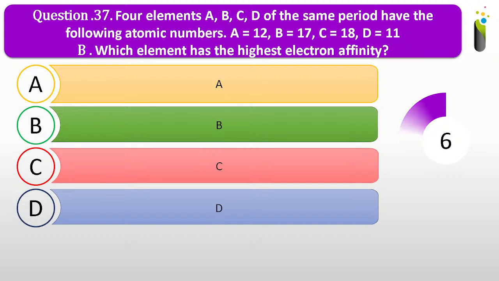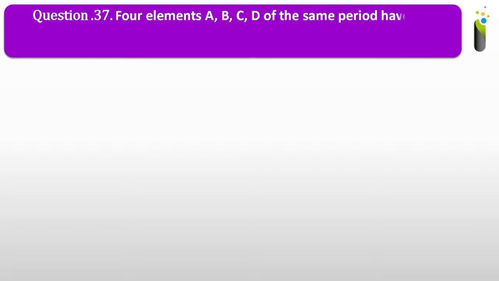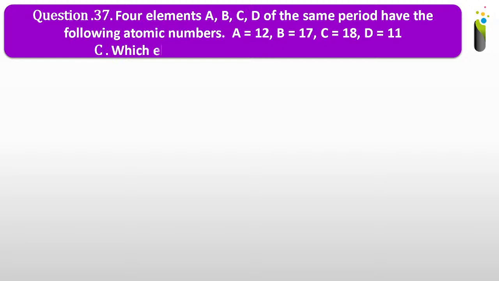And the correct answer for this question, that is the four elements which have been mentioned, the element that would have the highest electron affinity will be the element B with the atomic number being 17. Going to the next question, number 37, the same question, sub-question would change. So please remember A is with atomic number 12, B with 17, C with 18, and D with 11.